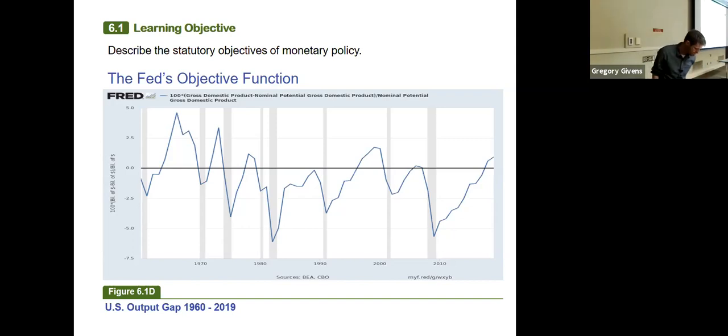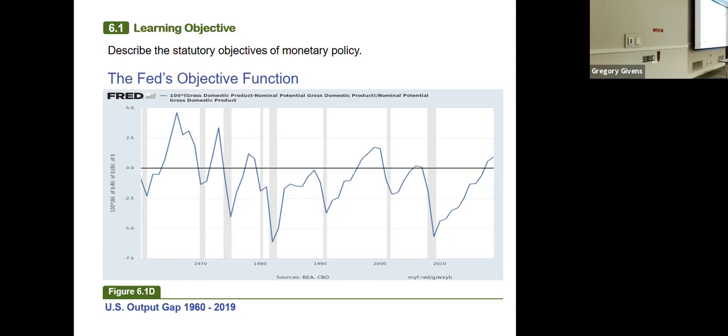What do you see happening to the output gap during recessions? Obviously going down and becoming negative, right? 1971, 74, 81, 83, 91, 2001, and the great financial crisis. All of these are episodes where the output gap reached a trough, right?